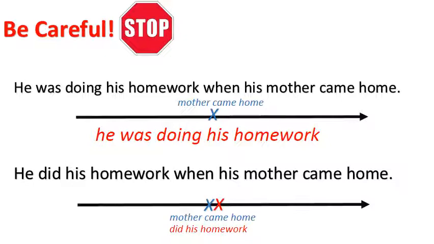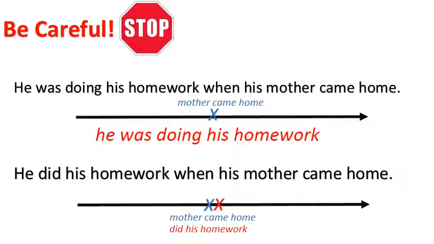Now, we briefly discussed this earlier. This is simply the simple past interrupting the past progressive. We look at our client. He was doing his homework continuously when his mother came home. He started and he continued. Easy, right? So let's look at the second sentence.